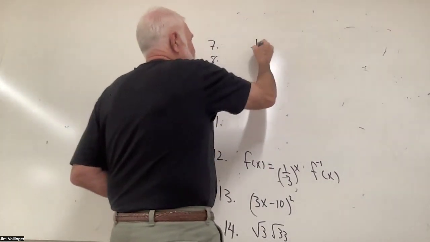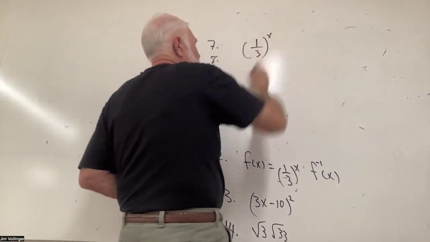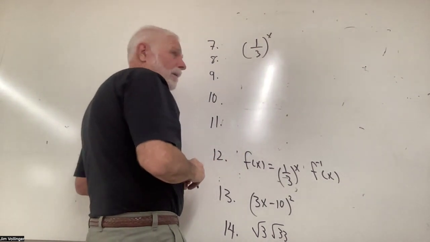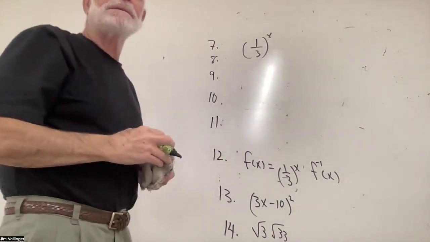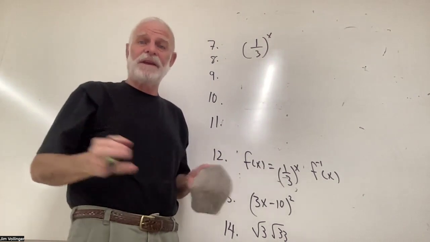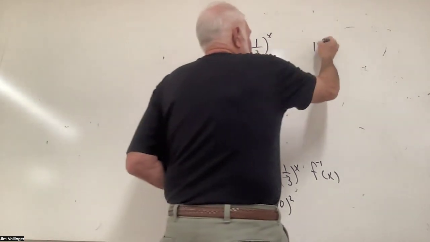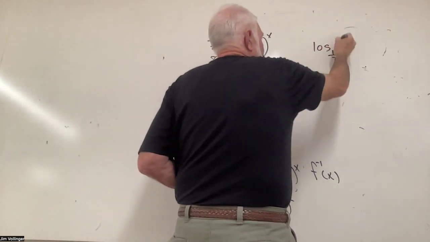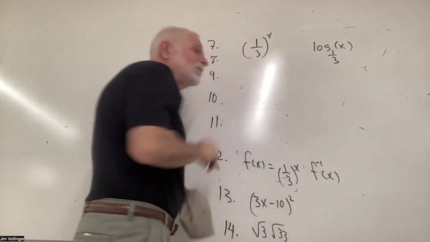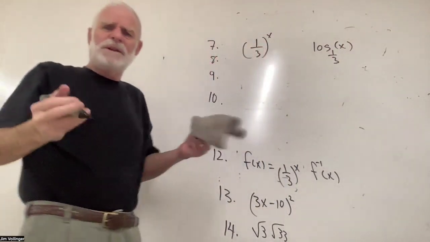So what is the inverse of 1/3 to the x? Okay, keep talking about it in class, and got to keep talking about it till it resonates. It's log base 1/3 of x. Those are inverses. How do we check an inverse?